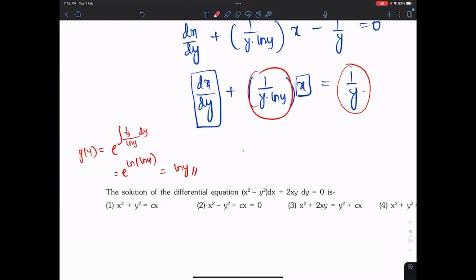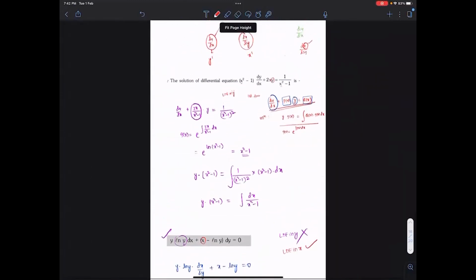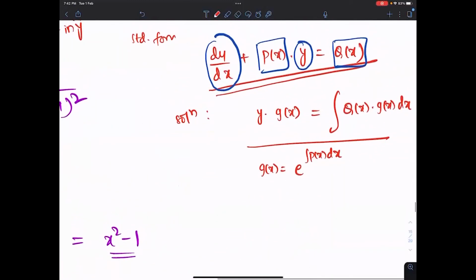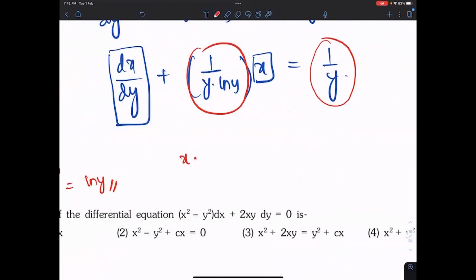So what will be the answer? Everything whatever you have done here, if you interchange x and y, you will get the new LD in x answers. Okay. So x into g(y). What is g(y)?